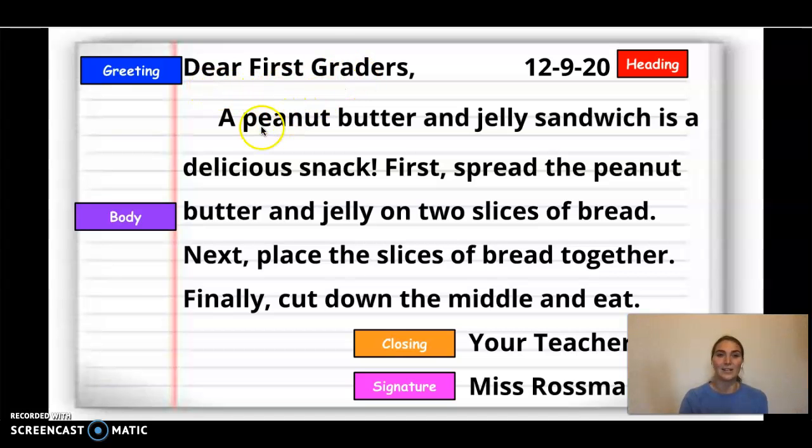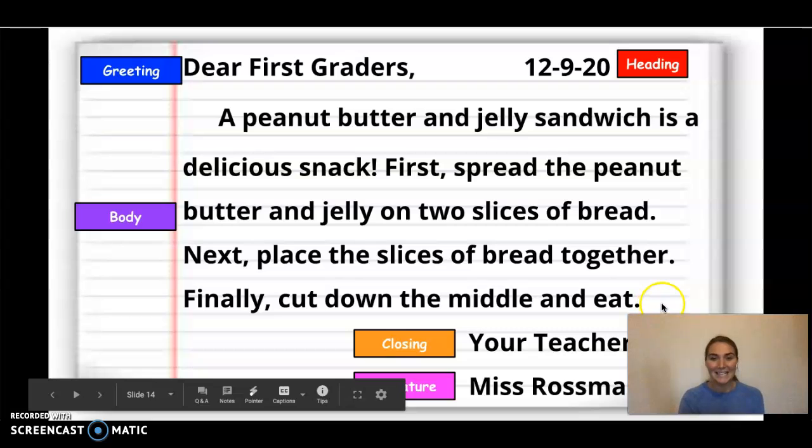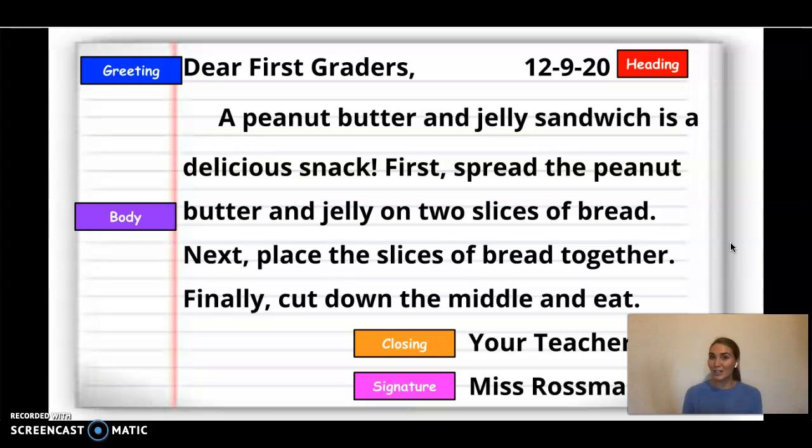Dear first graders, a peanut butter and jelly sandwich is a delicious snack. First, spread the peanut butter and jelly on 2 slices of bread. Next, place the slices of bread together. Finally, cut down the middle and eat. Your teacher, Miss Rossman.